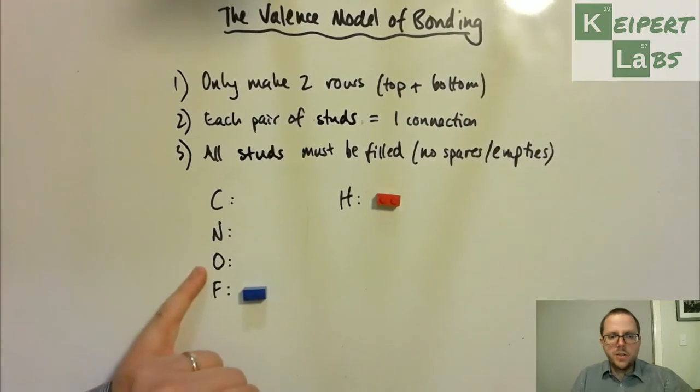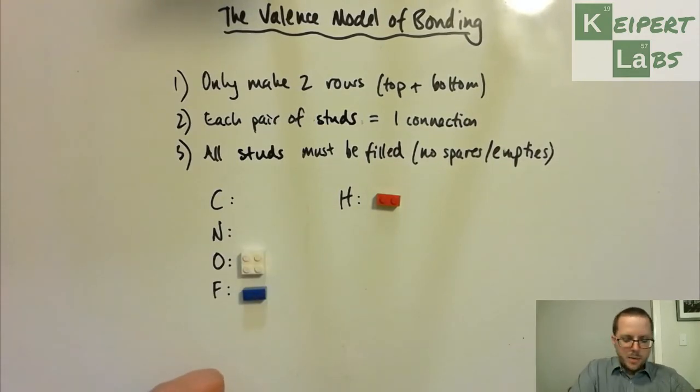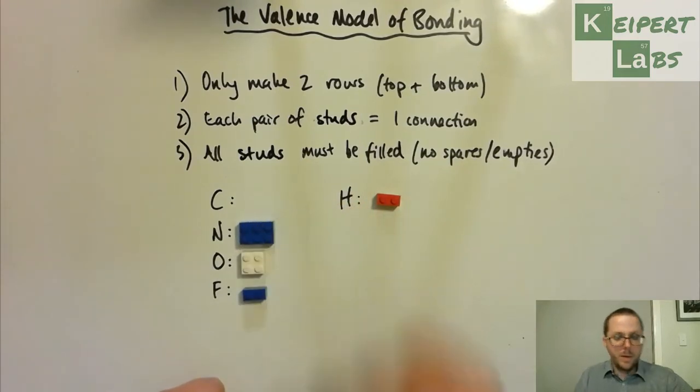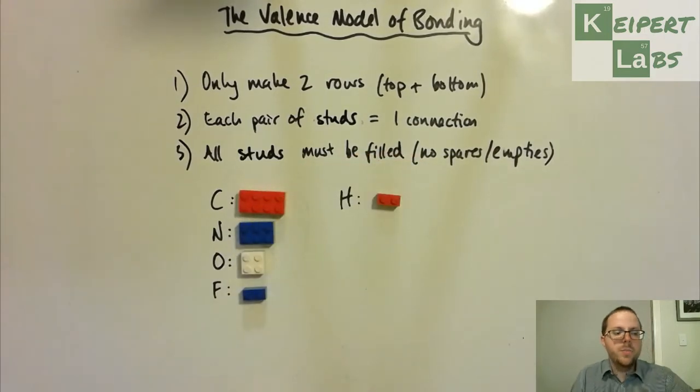I've just raided my kid's basket, so make of that what you will. Oxygen can make 2 connections, so we're going to use one of these bricks. Nitrogen can make 3 connections, so we're going to make one of those bricks. And then carbon can make 4 connections, so we're going to use a 2x4 brick. Okay, so I'll keep this here for now and see if I can work with it. And let's make a model of CH4 as our first example.